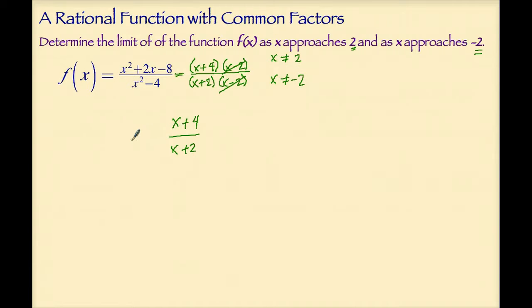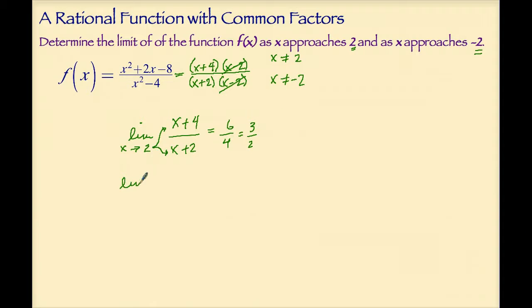Now let's see if we can analytically determine the limit of this reduced function at the two values that were mentioned in the instructions, 2 and -2. Now that we have this reduced function, we're able to use direct substitution. Directly insert 2 into the x values in this function. We end up with 6 over 4, which is 3/2. Therefore, the limit of x plus 4 over x plus 2 as x approaches 2 is 3/2.